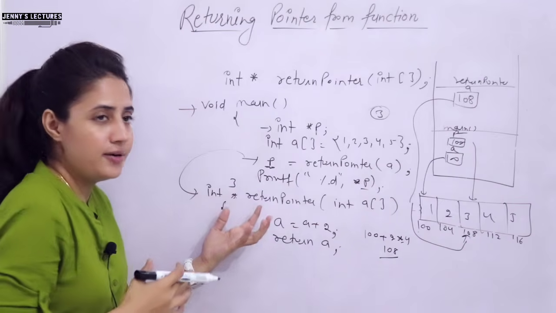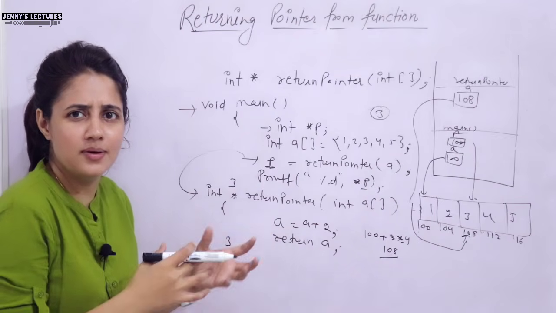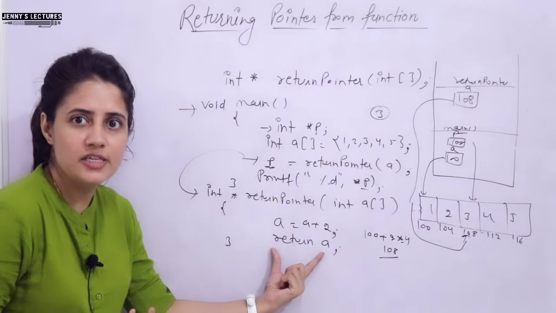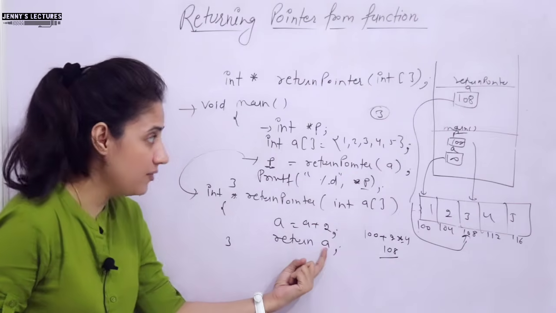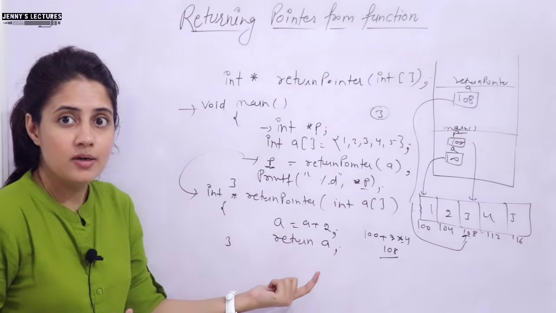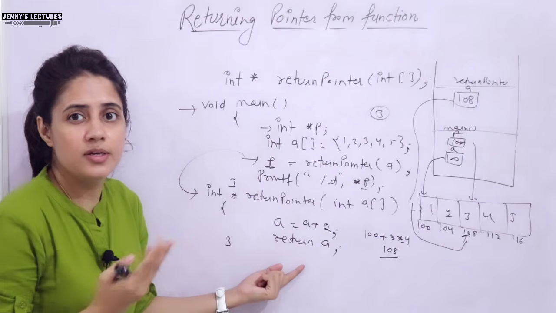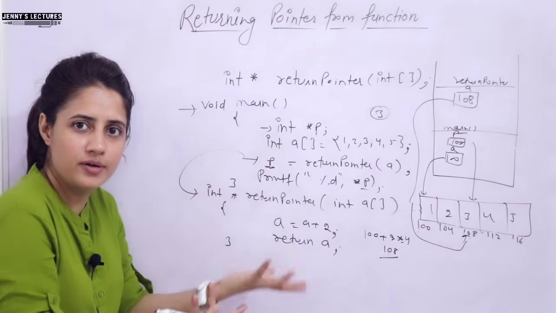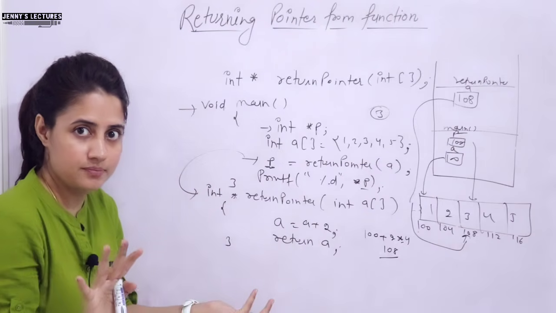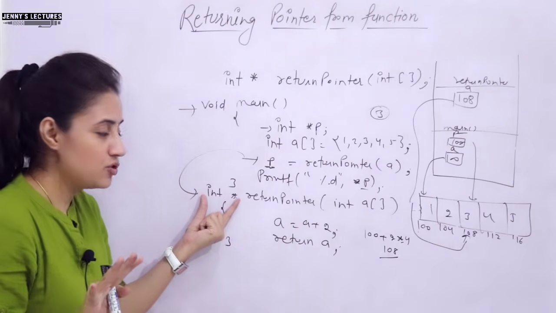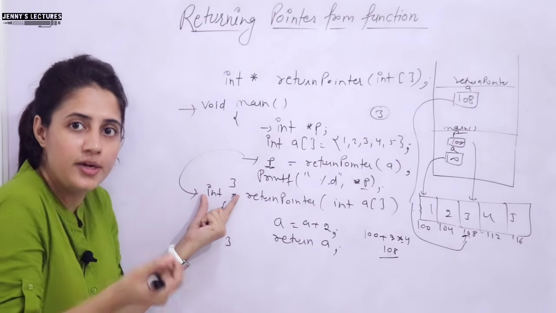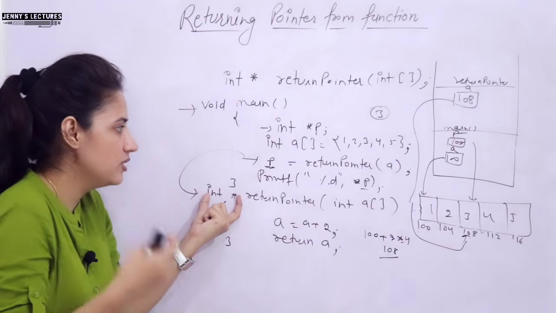See, returning a pointer means nothing but returning an address. Maybe you will say here we are returning an address, we are not returning a pointer. Obviously we are returning an address here. In a we are having address 108. But returning an address means returning a pointer. Same thing, right? The return type obviously we need to write as a pointer. So that is why we say we are returning a pointer, because the return type of this function is pointer.